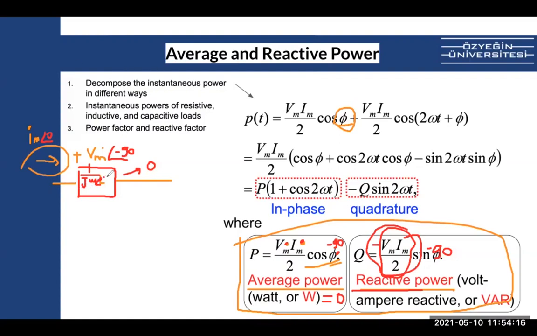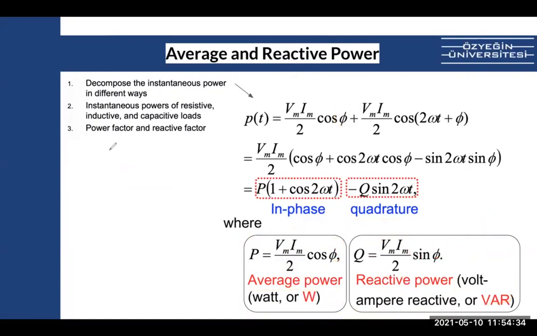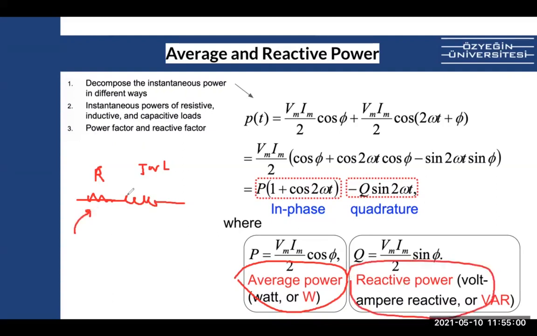But if we add some R, now this phase won't be 90 or minus 90 anymore, because now there are real and imaginary parts inside the box. So you'll see both average power and reactive power. Basically, the average power will be the power due to the resistance, and the reactive power will be the power due to the inductance or capacitance. You can think of it as the power absorbed on the resistance, and the reactive power that is stored in the inductor.